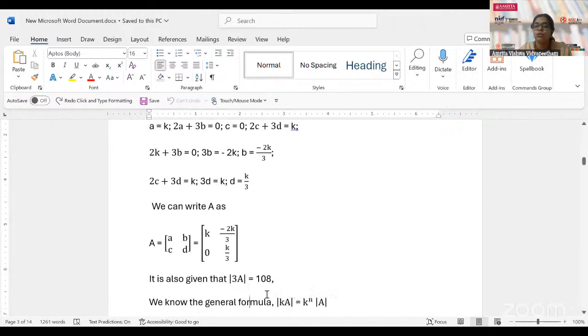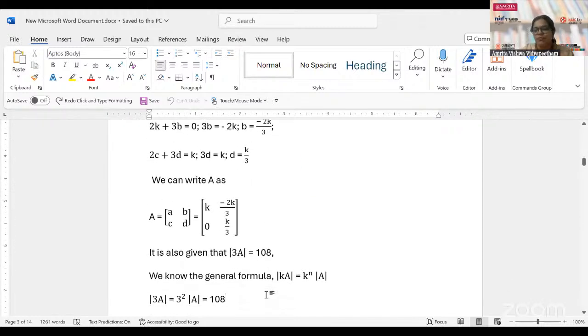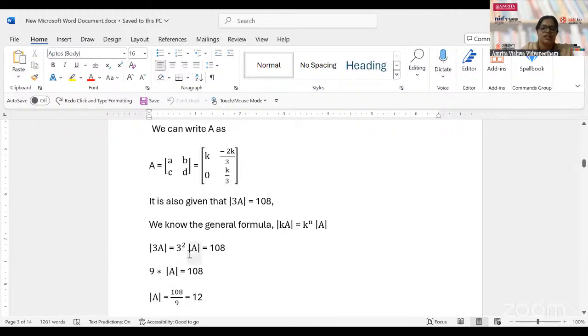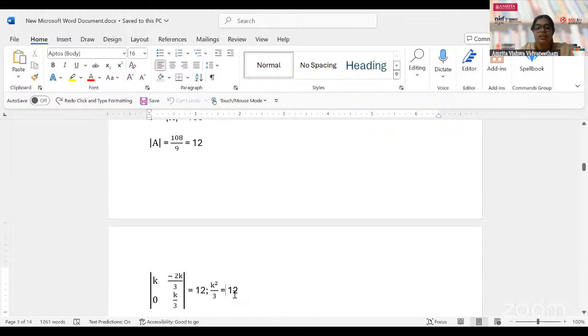I got everything, a, b, c, and d for the matrix that I have assumed. Once I have all those values, I can write the matrix A. A is going to be k, minus 2k by 3, 0, k by 3. I have substituted, I got the matrix. Now I'm going to find the determinant of 3A. The determinant of kA is k raised to n times determinant of A, so I'll be able to write this as 3 square into determinant of A, that is 108. So 108 by 9, that is determinant A equal to 12. You need to find A square.